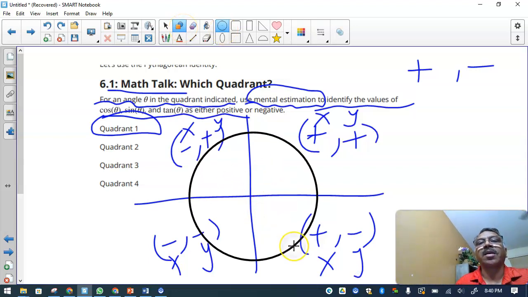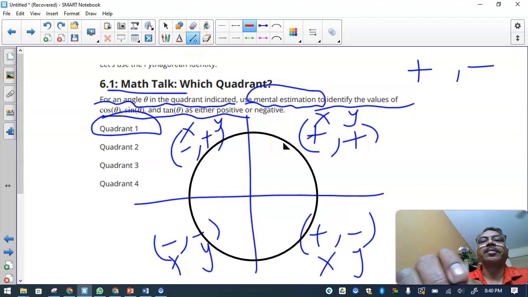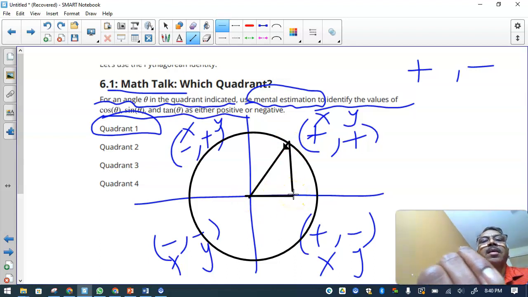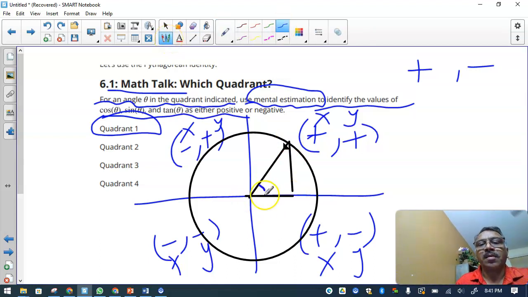Suppose this is the unit circle, and at any point you can draw a right triangle. This is the radius, and this is the angle theta. When this is theta, this is the adjacent, that's the opposite, and that's the hypotenuse, which is 1.